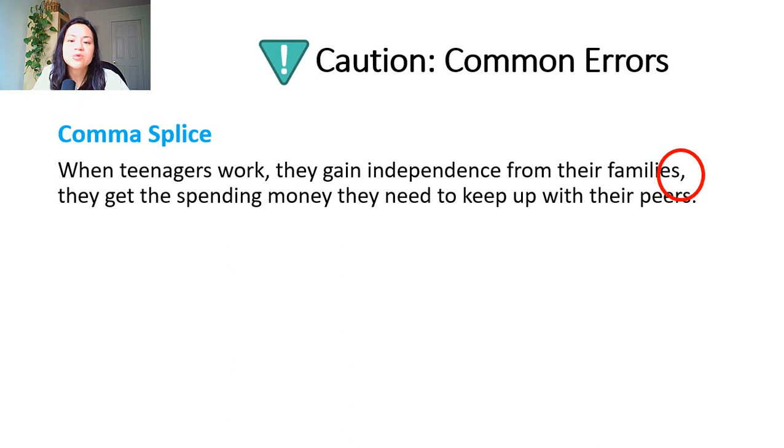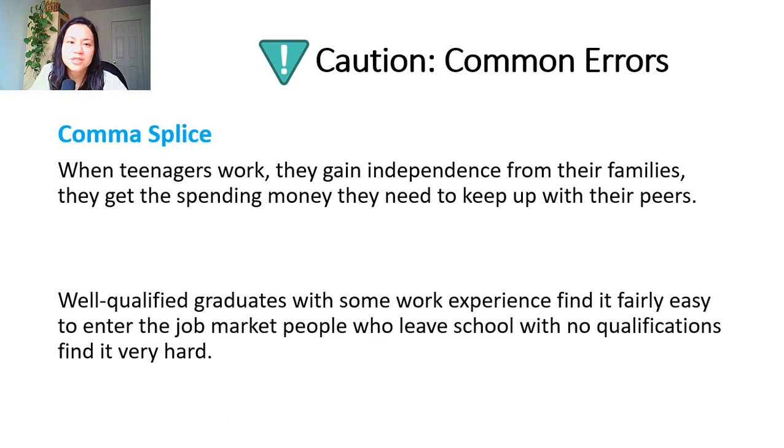If we know that they are both independent clauses, we know we can only conjoin them using a comma and coordinating conjunction, a semicolon and conjunctive adverb, or a semicolon. How about this one? Well-qualified graduates with some work experience find it fairly easy to enter the job market. People who leave school with no qualifications find it very hard. Can you find the mistake?